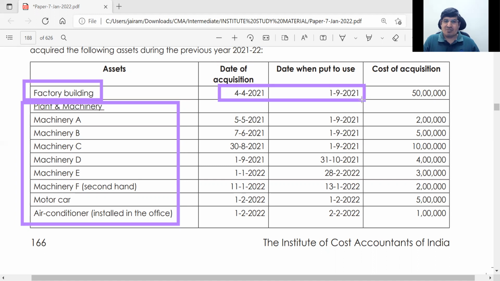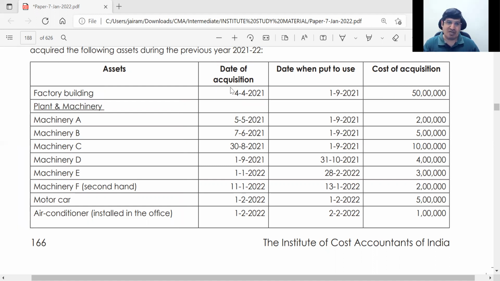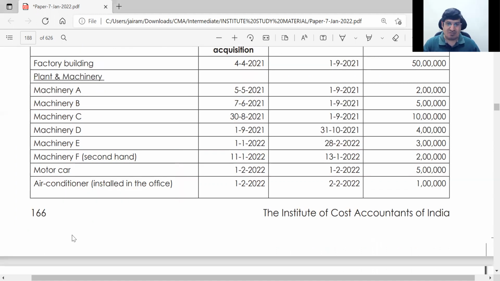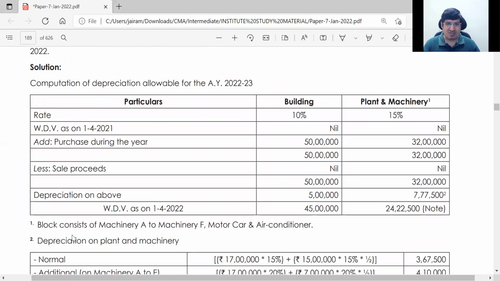Okay, so you have to see this combination. You will get 100% and the depreciation percent is 10%, which is 5 lakhs. Okay, 5 lakhs. Let's look at the building first, then we'll do plant and machinery separately. Now this is for building.